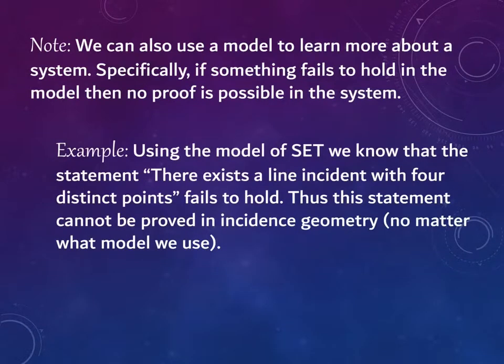For example, using the model of set, we know that the statement, there exists a line incident with 4 distinct points, fails. I can't make a set using all those cards that we had that has 4 cards in it. It's not possible. And the reason it's not possible is because we didn't have enough attributes, right? There's not enough different things to compare to make this work. Not enough going on. Thus, this statement cannot be proved in incident geometry, no matter what model we use.